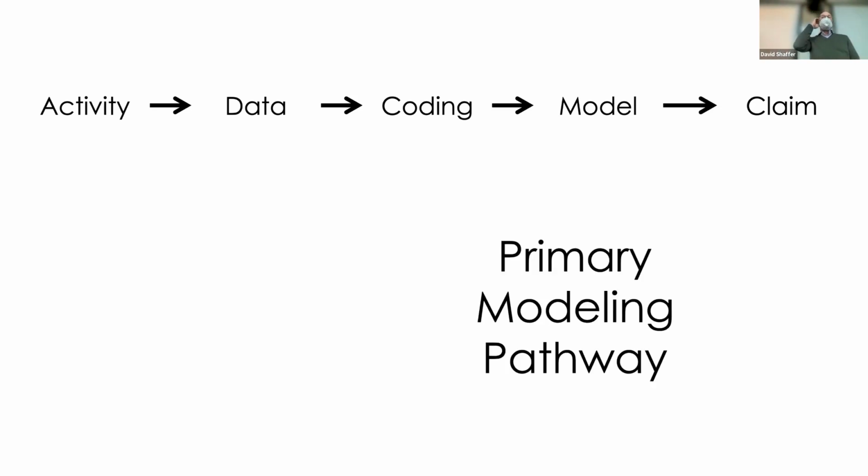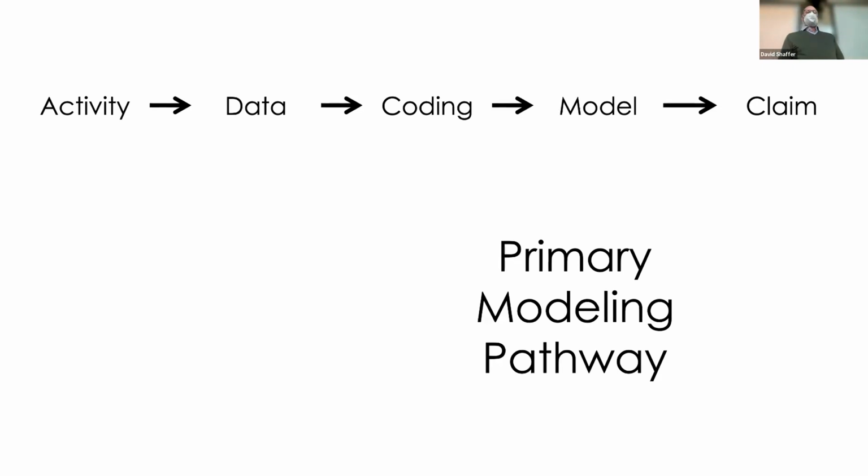The activity has to get converted into data of some kind. We record the data. That data has to get encoded in some way. And then ultimately, we have to come up with some kind of model, a cultural model in the case of discourse analysis, a story in the case of ethnography, and that model, mathematical model or story or cultural model, brings us to a claim. And we can call this a primary modeling pathway. That's actually what it's called in evidence-centered design too.